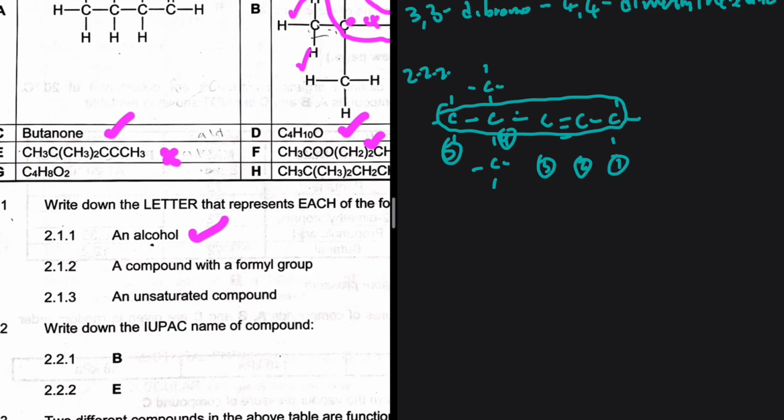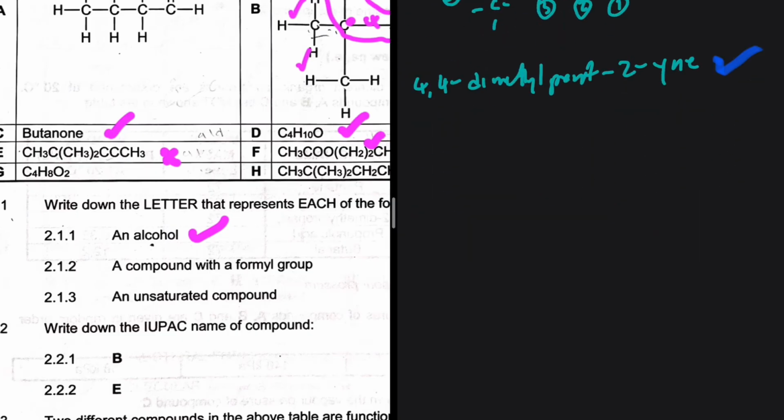Pent-2-yne. And then we have branches on the 4th carbon. So we're going to have 4,4-dimethylpent-2-yne. Right, so there we go. That is the IUPAC name of compound E, 4,4-dimethylpent-2-yne. Okay, I'm happy with that.